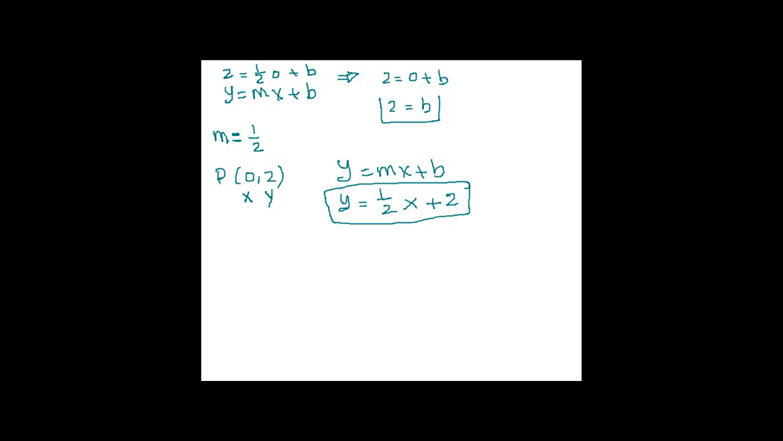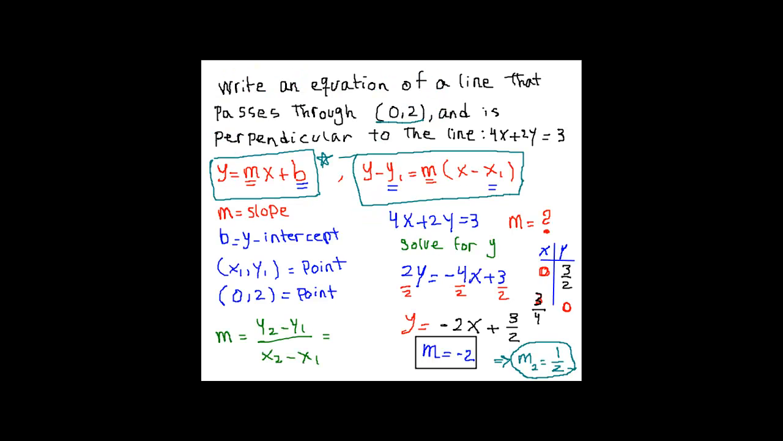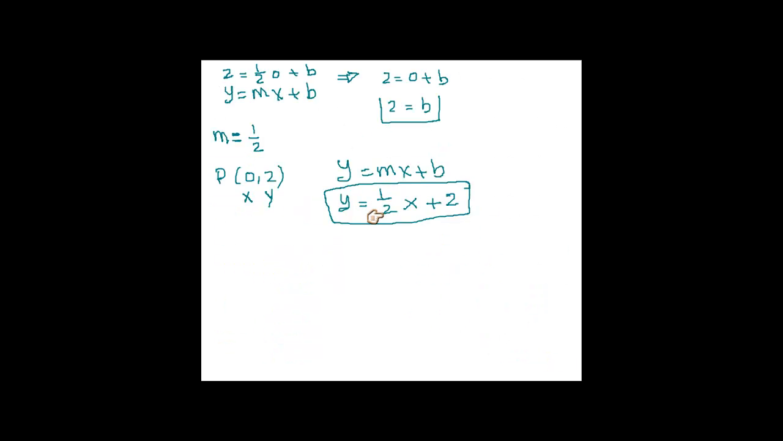This equation is perpendicular to this reference line, because see, the slope of this line we already used is -2. The slope of the line I just found is 1/2. They're perpendicular, and it also passes through this point, because I just plugged the point into this formula and found the y-intercept. That's one way to find the equation of the line.